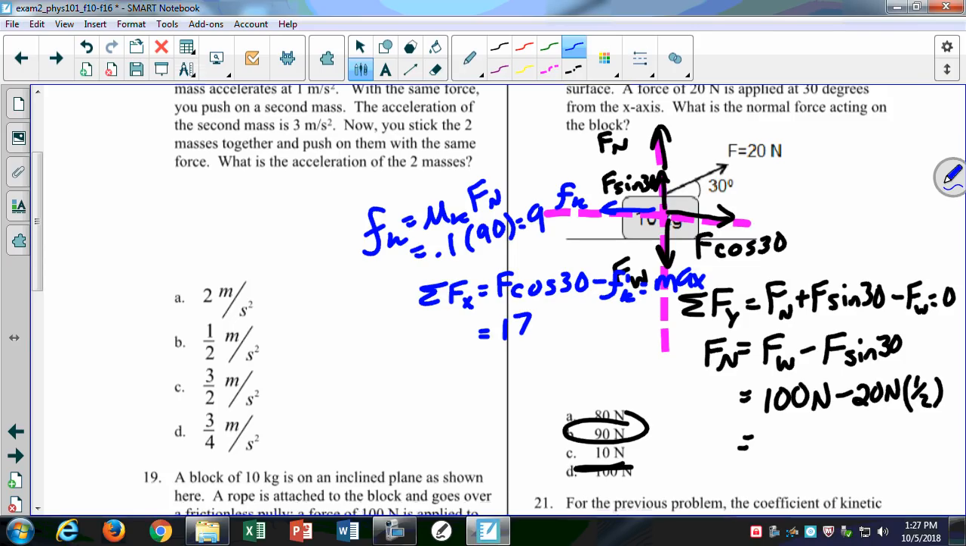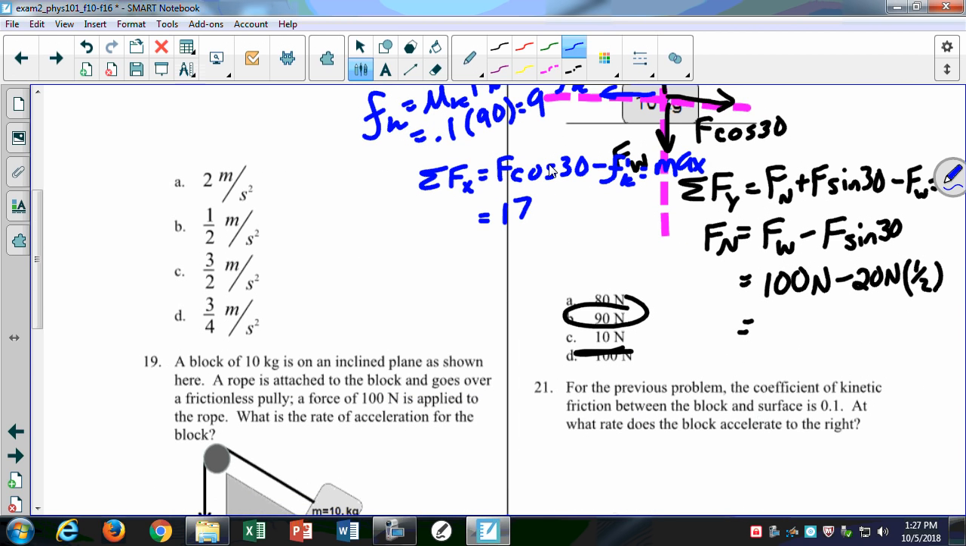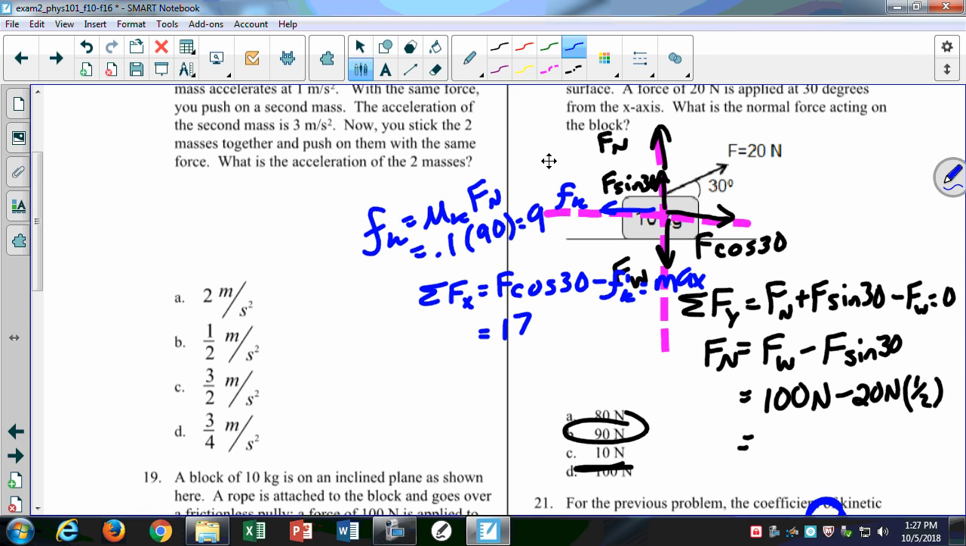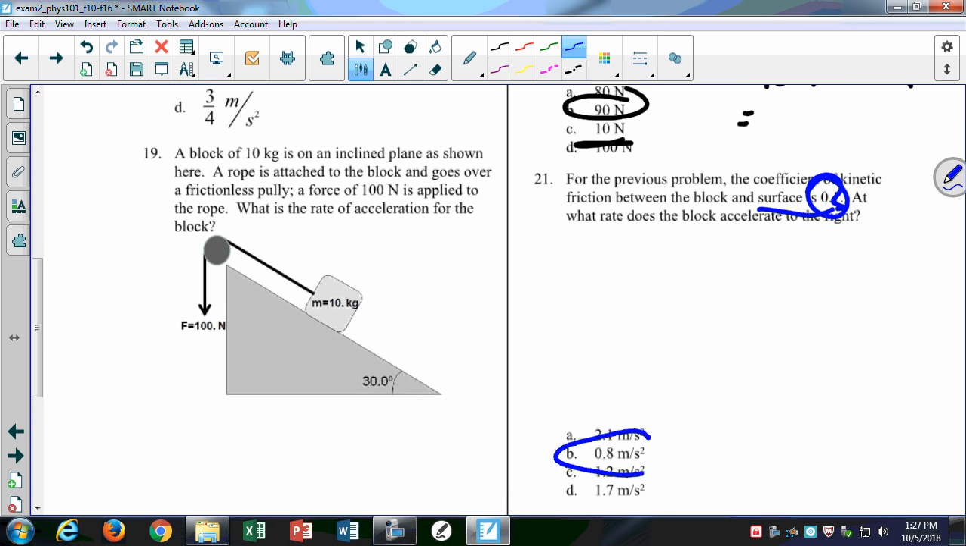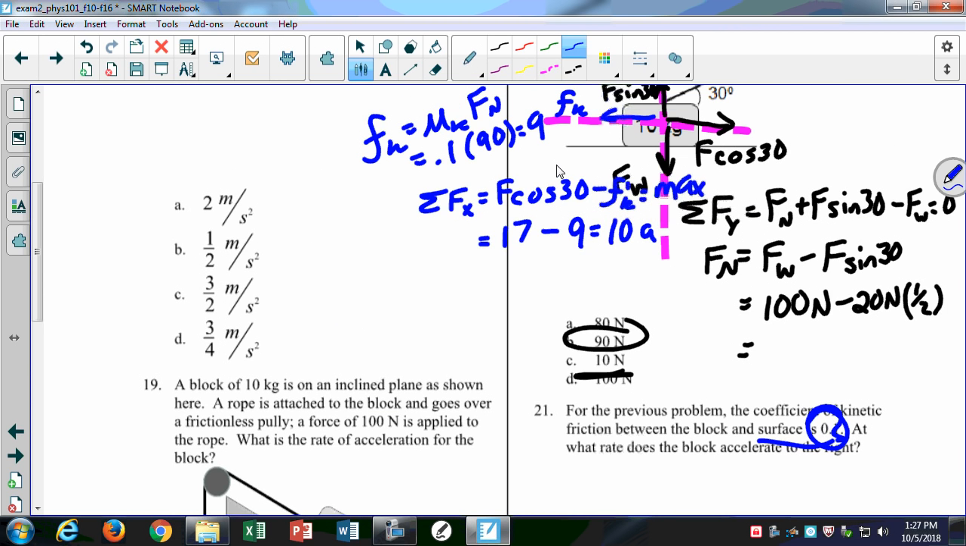Mu k is given in number 21. In the previous problem, it says the coefficient is 0.1 right here. What rate does it accelerate? So I have 17 minus 9 equals 10 times a. So it's 0.8 meters per second squared. So here I gave you mu k. You had to use your normal force from the previous problem to find the kinetic friction.